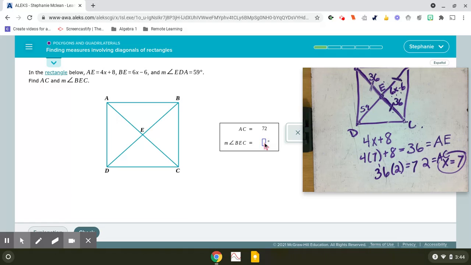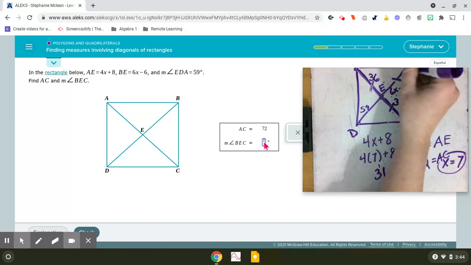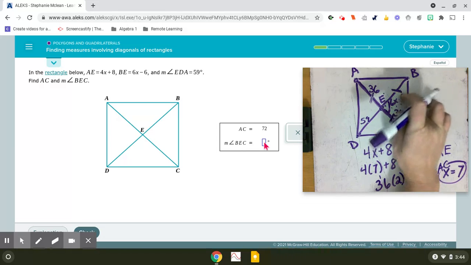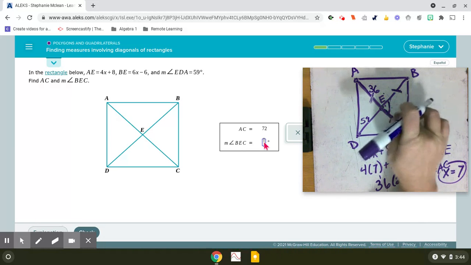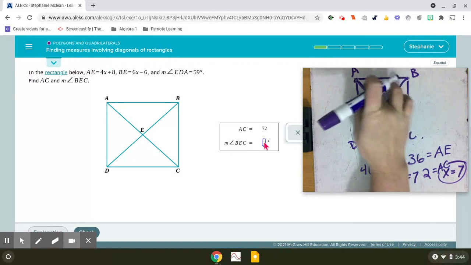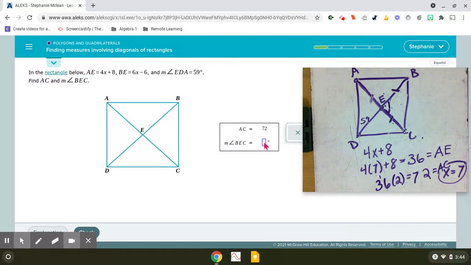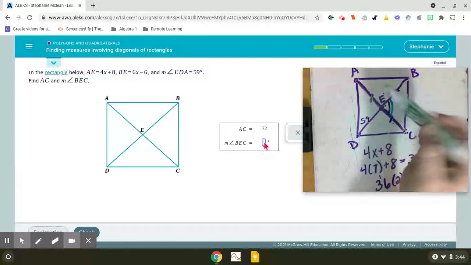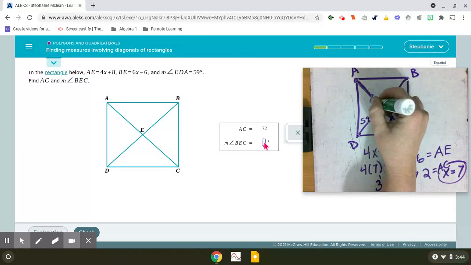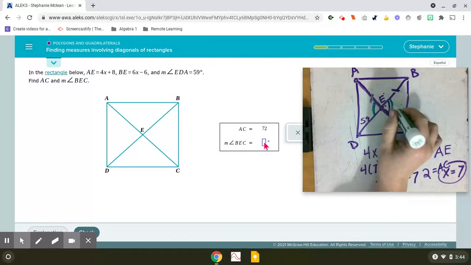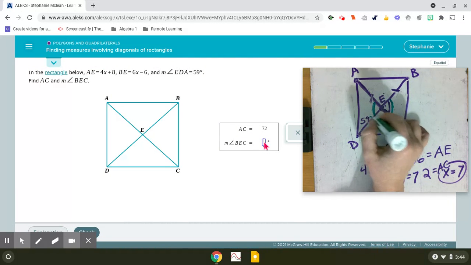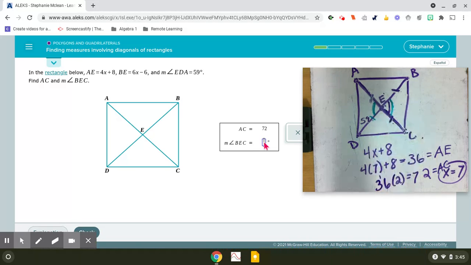Now the last thing they want me to find is BEC. BEC is this one right there. I'm going to eliminate all this length stuff just so that we can focus on the angles now. We are trying to figure out what this angle over here is. That is a vertical angle. We know that this bottom angle is 59, and that the diagonals bisect each other, so these two are equal.